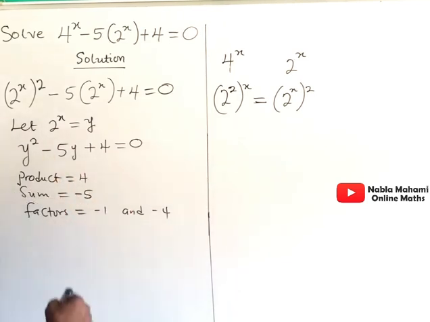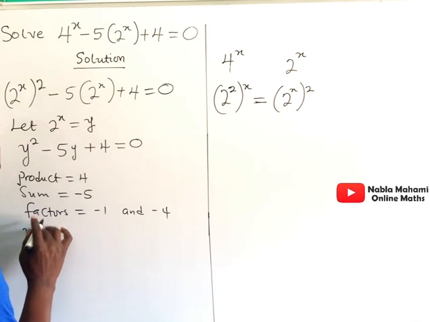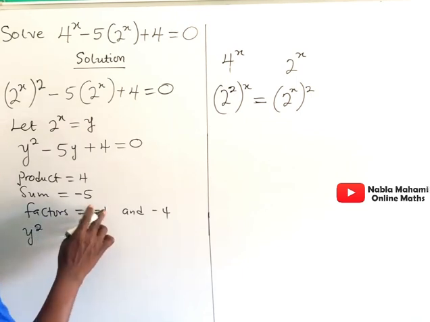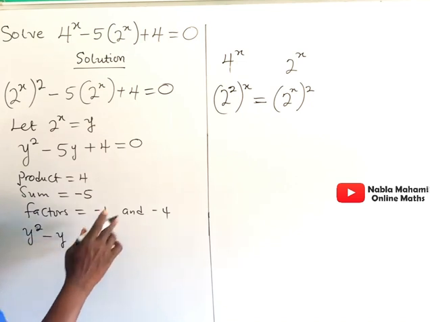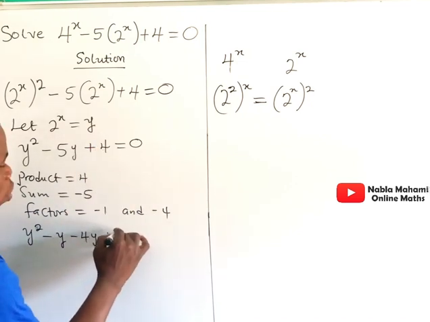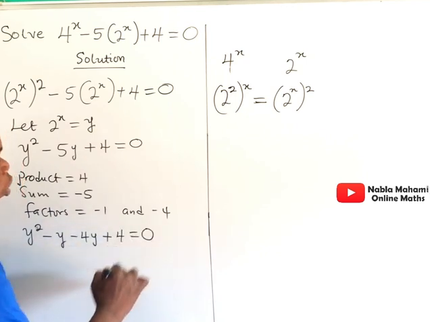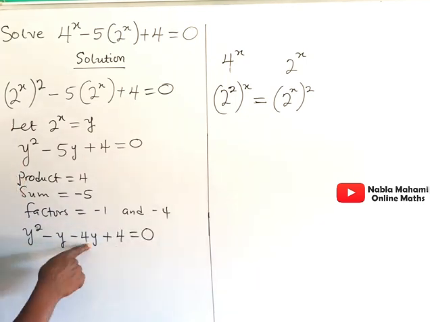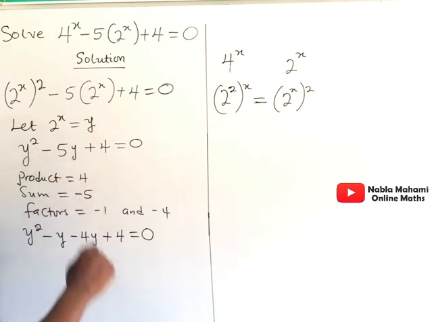I can now write this by saying that y squared, y times minus 1, that will be minus y. y times minus 4, that will be minus 4y. Plus this 4 is equal to 0. You see that minus y minus 4y is the same thing as this minus 5y.